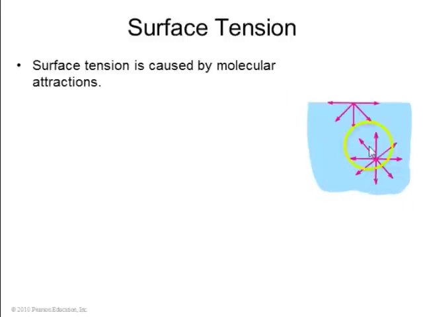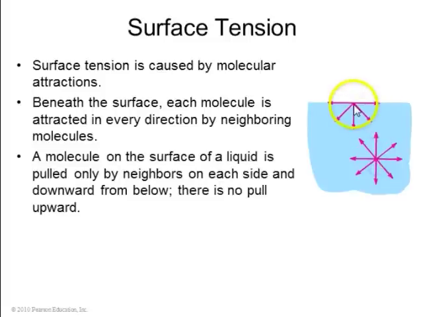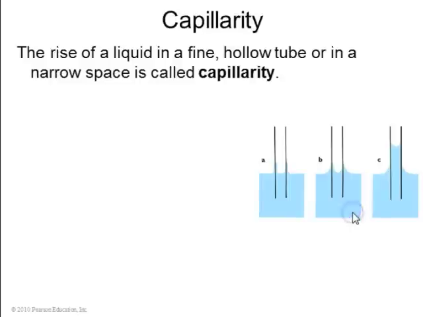Surface tension is caused by molecular attractions. So every molecule is attracted to all its neighbors, but up on the surface, the only neighbors are below. So there's this net downward force of all the surface molecules. And this causes the surface tension. It tends to contract a surface.